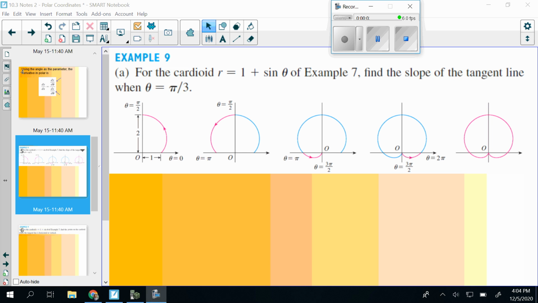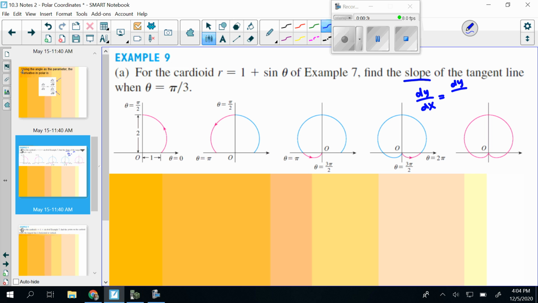All right, let's take a look at examples. So this one, we're going to look at a cardioid that's given by this polar equation of r equals 1 plus sine theta. And we want to find the slope of the tangent line when the angle is pi over 3. So what we're going to need to do, we just looked at that our slope here, dy/dx in Cartesian form, is going to be equal to dy/d theta over dx/d theta. So we need to know what is dy/d theta and dx/d theta.